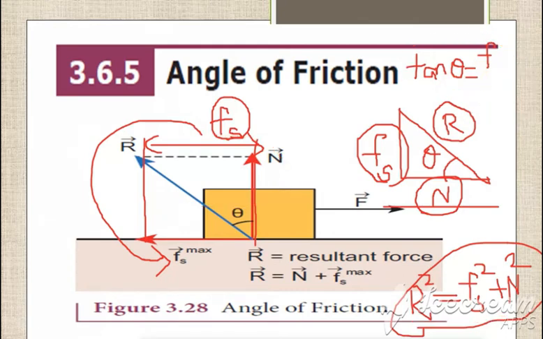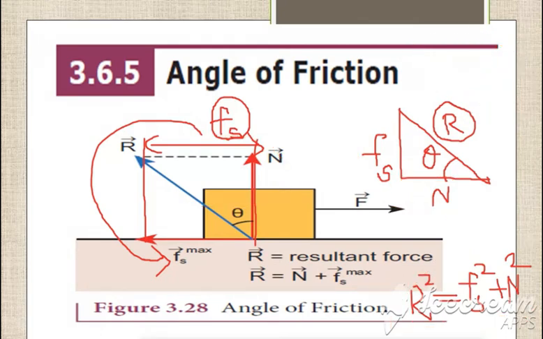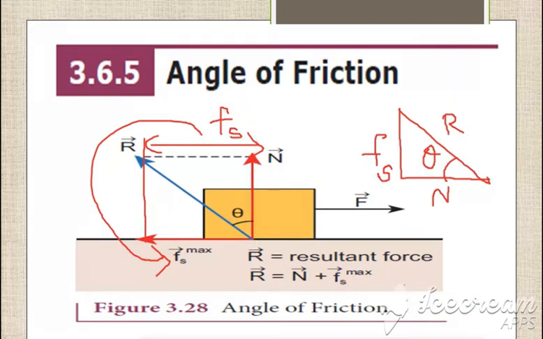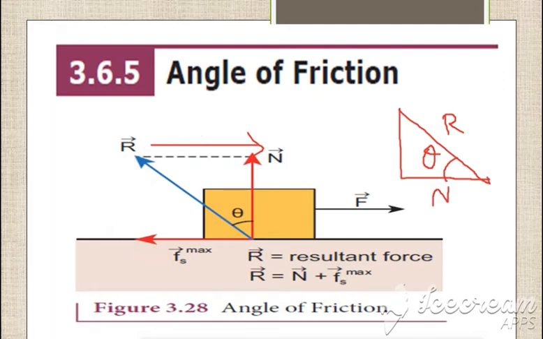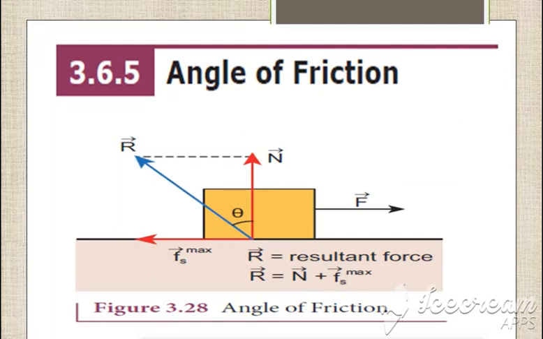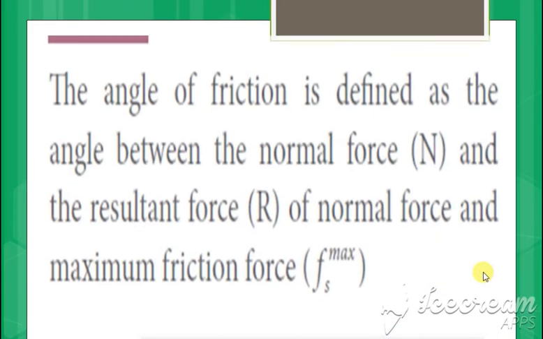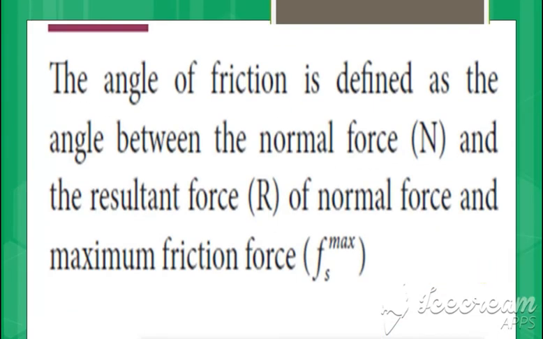Okay, so these are the two formulas, and in the same way, here this can also be written as r is equal to n plus fs. How are we writing this equation? Because r is the resultant, the resultant of the normal force and the static frictional force. So this can be written as the addition of both. So we are writing this as r is equal to n plus fs. Okay, so this will be the equation. This is the definition which we have seen already.